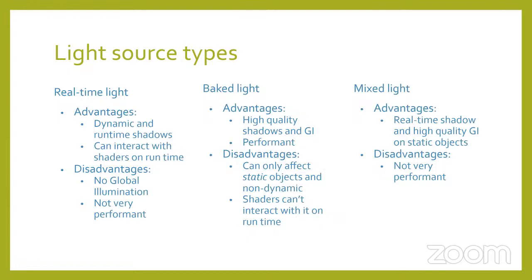One is real-time light. Its advantages are that it is dynamic, which means it can be turned on and off during the runtime. And it can also create runtime shadows with an object or user that is not necessarily static. Meaning that if a person or a character is running and moving in your scene, and that character is obviously not static if it's moving, it's going to cast a shadow because the light is real time.